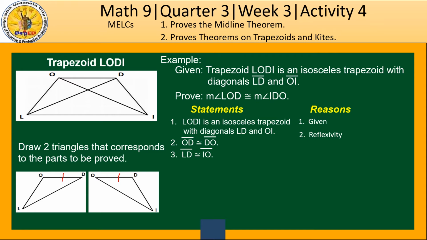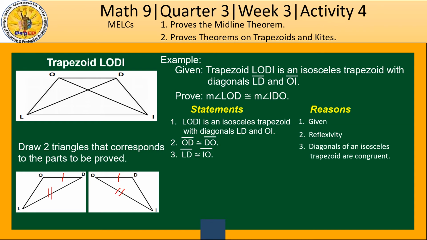We have here LD and IO. We go back again to our trapezoid LODI, and we know that these sides of the triangles are the diagonals of our trapezoid. So the reason is: diagonals of an isosceles trapezoid are congruent. We have found already 2. We will just put a tick mark.